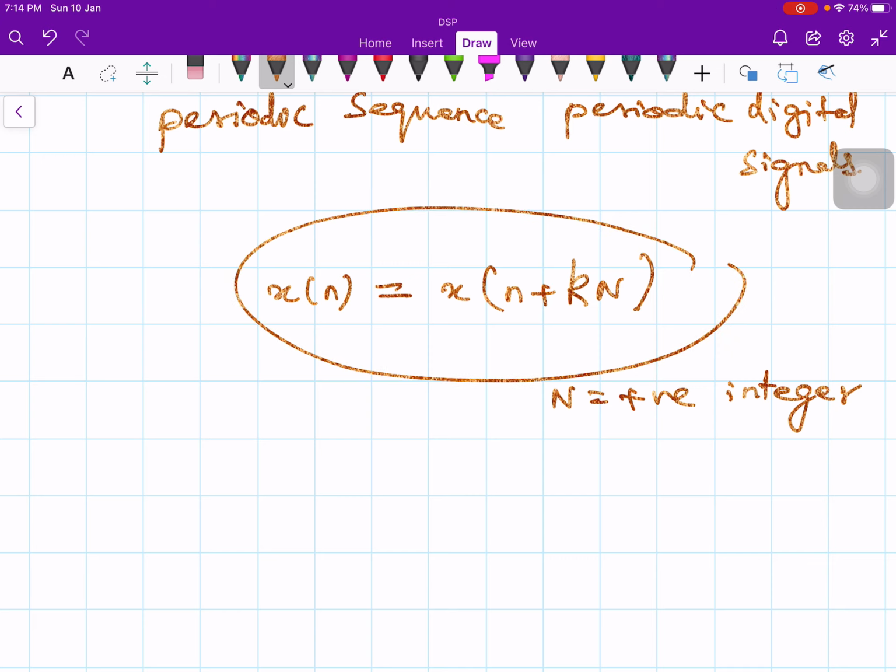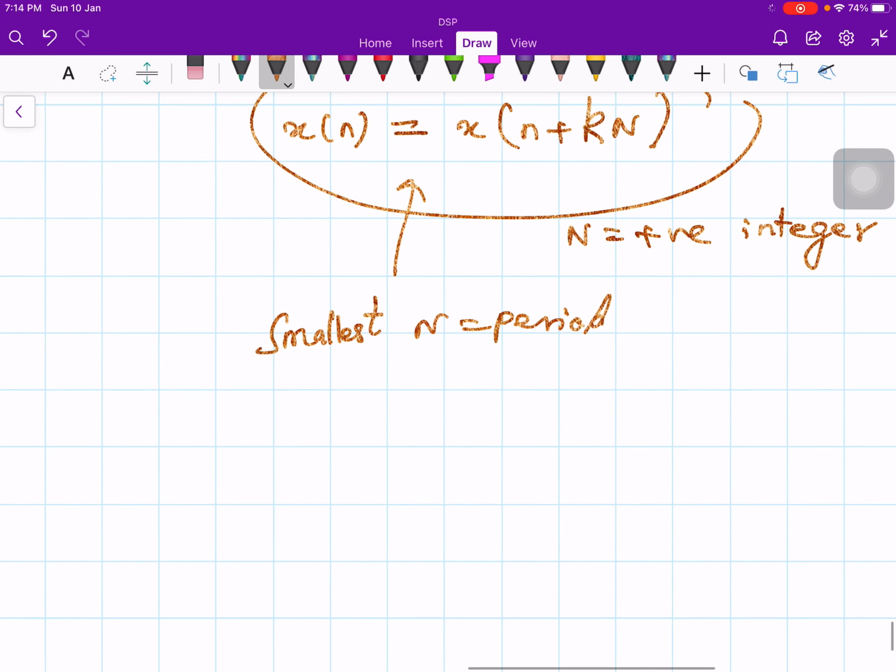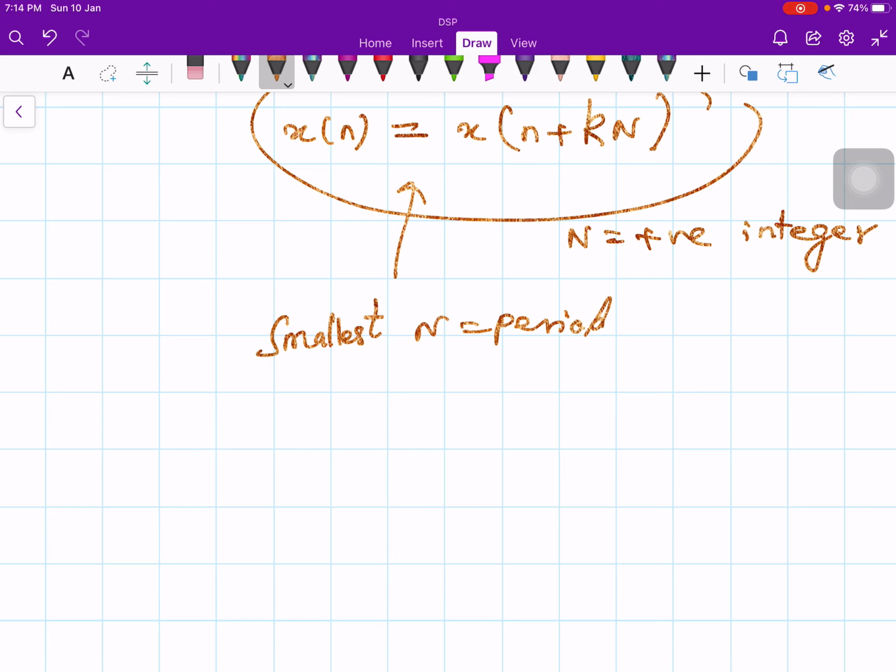And the smallest capital N for the validity of this relation is called the period. This capital N is called a period. Smallest N is called a period. Why smallest N? I will tell you. Here the period therefore has no dimension. This N has no dimension. It is not in seconds or something else. Don't confuse it with the capital T in the analog signal. It is not in seconds or microseconds. It is a pure number.